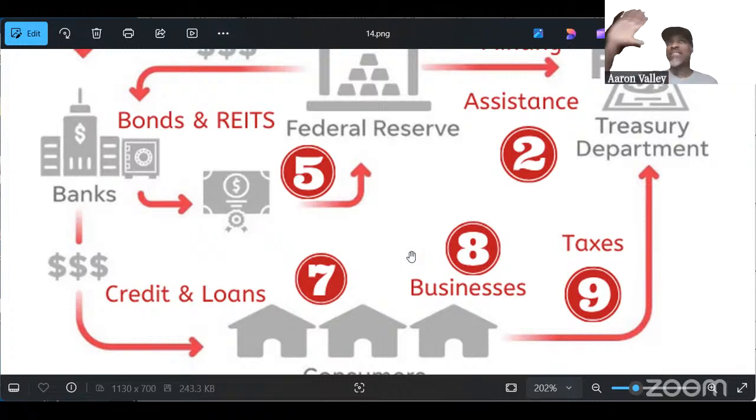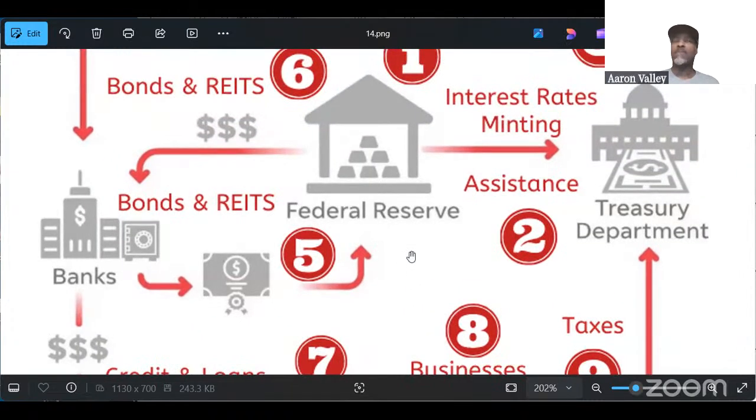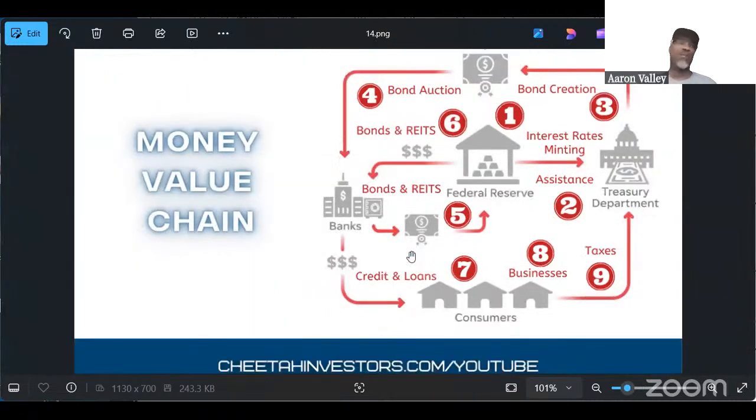And then now we go into 9, where every single person and business, every single one of the 360 entities from 7 and 8, has to pay their yearly taxes back to the Treasury Department, paying back the original bond that they created. You cannot learn this anywhere else.